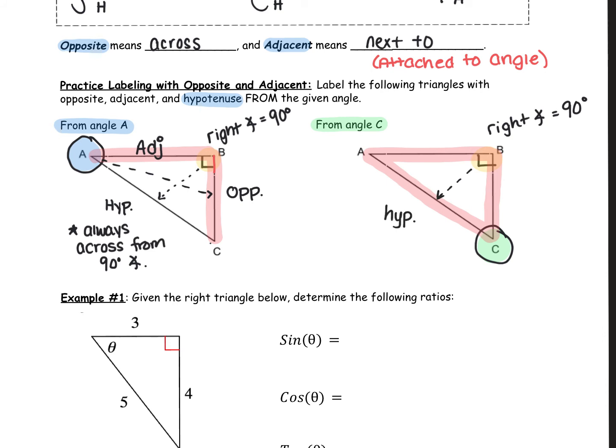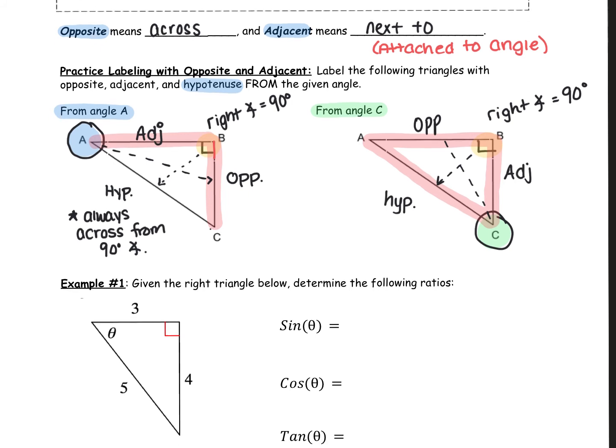Now, with respect to angle C, I have two sides left. The opposite is the one that's directly across from the angle. That would be AB. And BC would be right adjacent to it or right next to it. It's also attached to it. But you want to be careful not to use the hypotenuse as the attached side. Hypotenuse is always the one that goes first, and then the other two that are left over would be the opposite or adjacent.